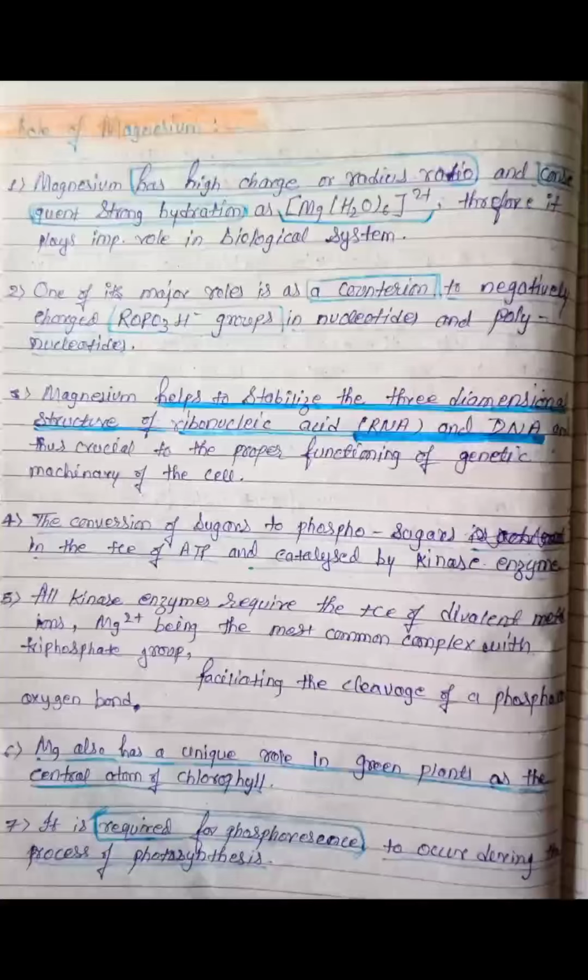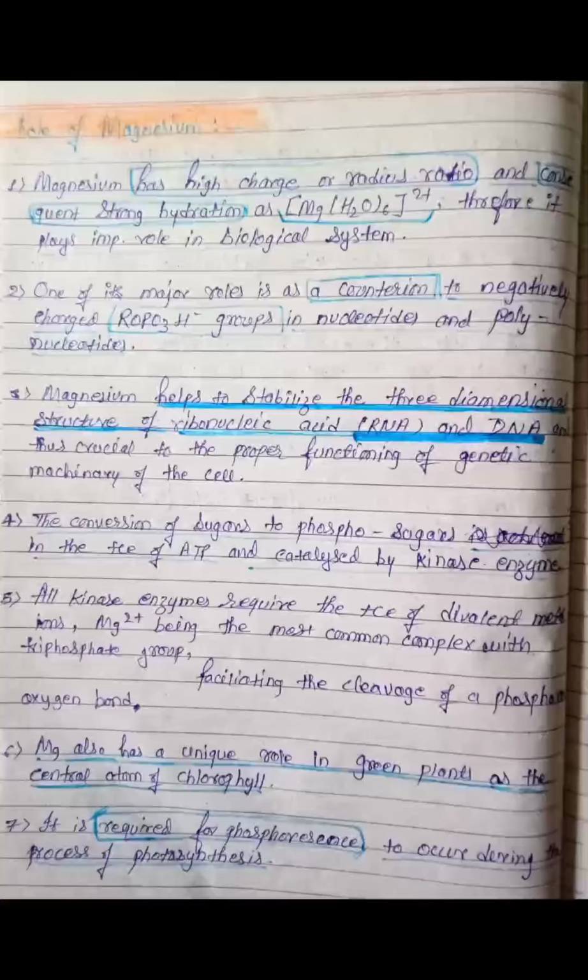Magnesium helps to stabilize the three-dimensional structure of ribonucleic acid, RNA, and DNA, and is thus crucial to the proper functioning of the genetic machinery of the cell. Consider the conversion of sugars to phosphosugars in the presence of ATP, catalyzed by kinase enzymes. All these kinase enzymes require the presence of divalent metal ions, Mg2+ being the most common, to complex with the triphosphate group, facilitating the cleavage of a phosphorus-oxygen bond.